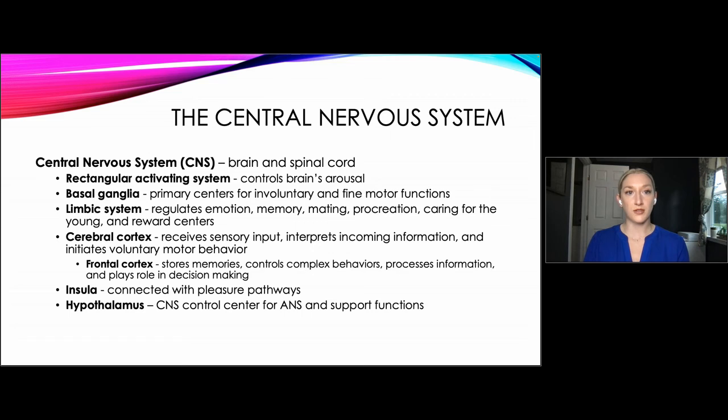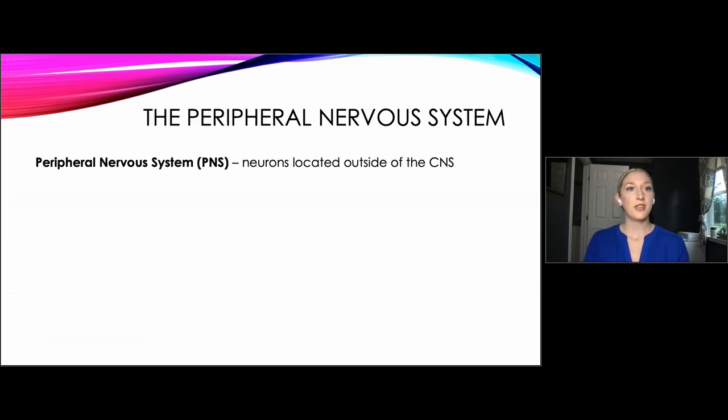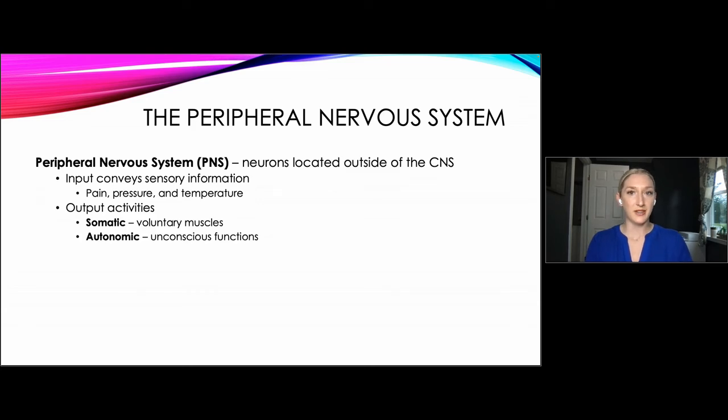The peripheral nervous system, or PNS, we'll discuss now. The peripheral nervous system is where the neurons are located outside of the central nervous system. Its input conveys sensory information including pain, pressure, and temperature. Its output activities include either somatic or autonomic. Somatic are your voluntary muscles, and autonomic are your unconscious functions.